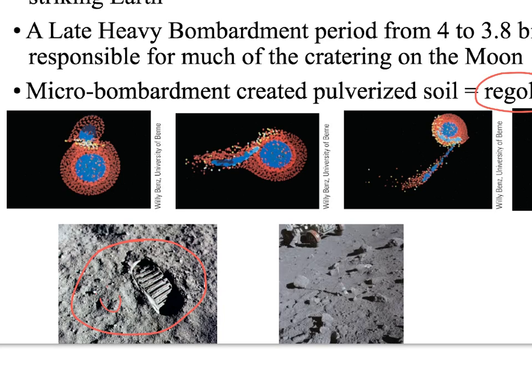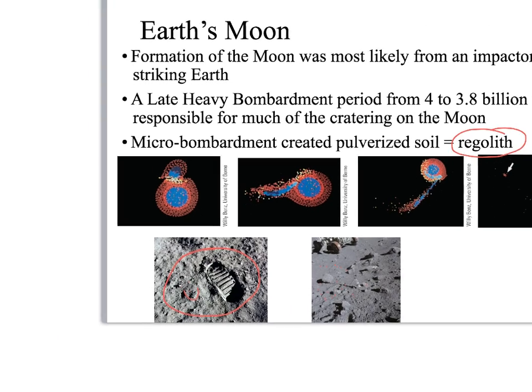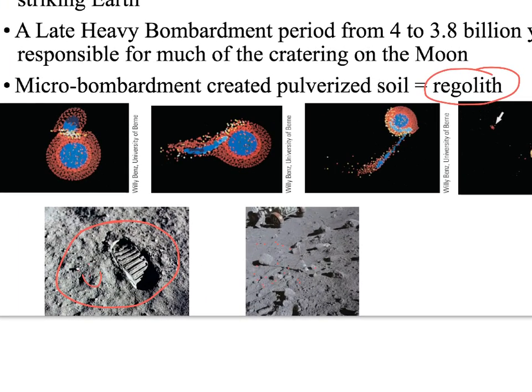So regolith. Your book would tell you that, and the slide also tells you that regolith was formed by millions and billions? Millions of years of being pulverized. Billions of years of being pulverized.